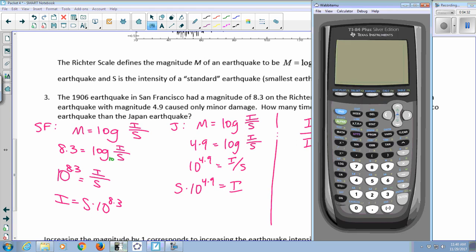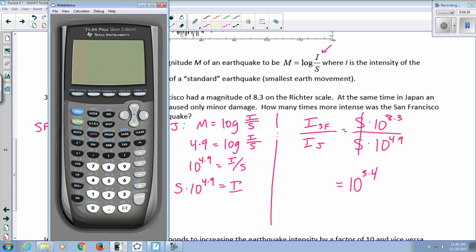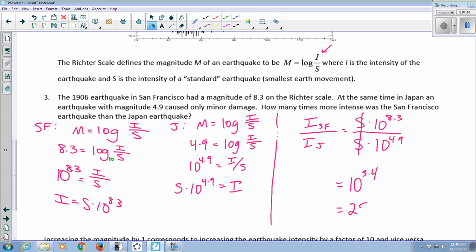So let's just see, what is 10 to the 3.4? Oops. 10 to the 3.4. 2,511 times as intense, right? So no wonder that the 8.3 was a devastating earthquake versus the 4.9, which only had minor damage. It was 2,500 times as intense.